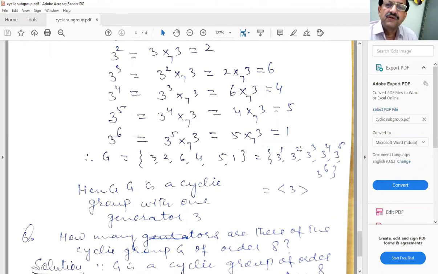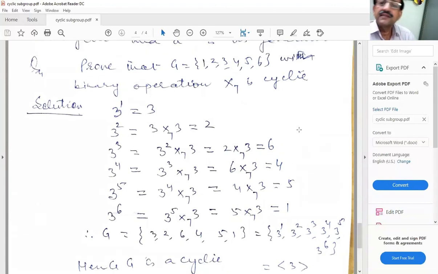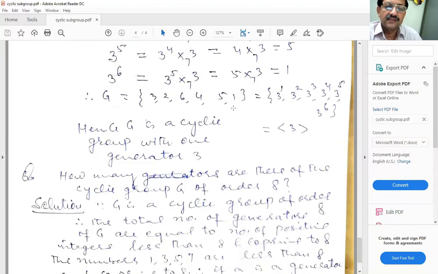Therefore, G is equal to the set of remainders 3, 2, 6, 4, 5, 1, and that is equal to जिनकी वैल्यू आई है 3 power 1, 3 power 2, 3, 4, 5, 6. So the generator is 3. Hence G is a cyclic group with one generator 3. Note it, with one generator 3. You can select the other elements also, from here 3, 4, 5, 6. You can find another generators. So with one generator, we prove that the group G is a cyclic group.